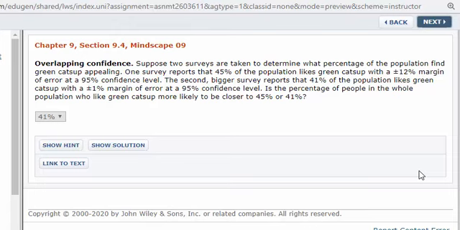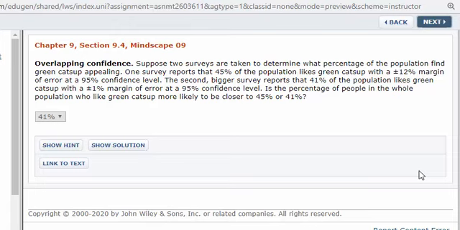Suppose two surveys are taken to determine the percentage of the population that finds green catnip appealing. I wouldn't be a part of that. So one survey reports that 45% of the population likes green catnip with, now this is important, plus or minus 12% margin of error at a 95% confidence level. Now that is a rather large margin of error.